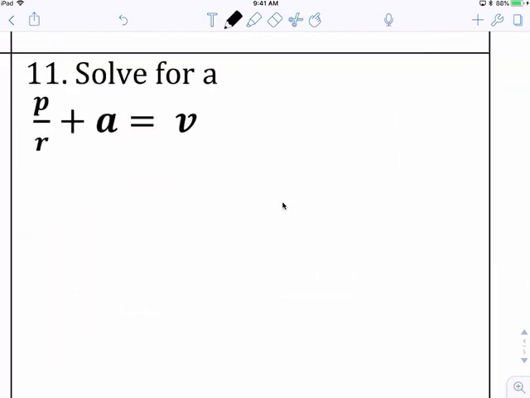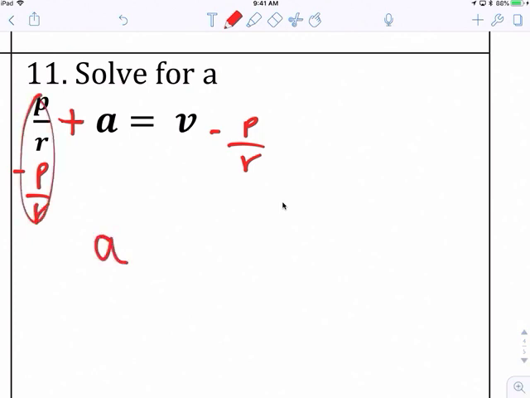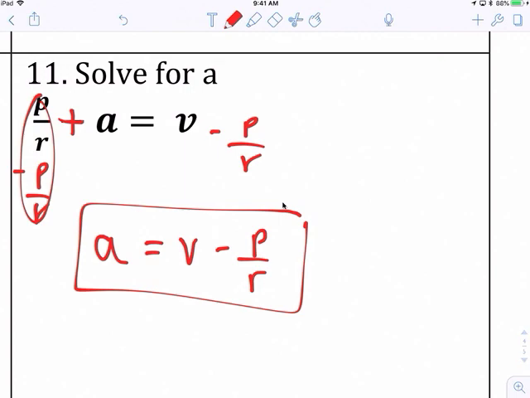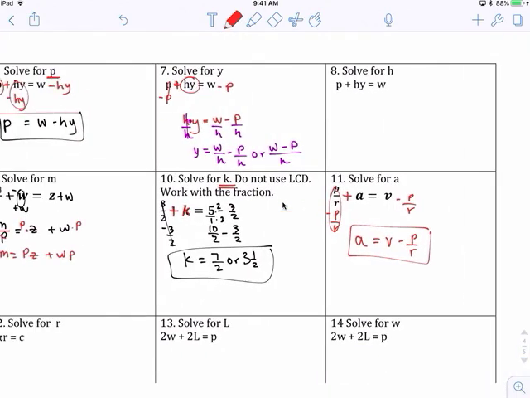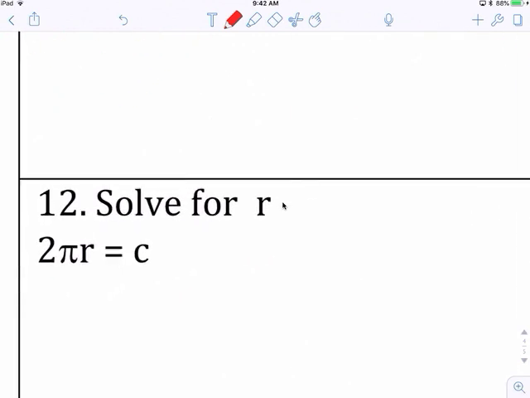Solve for A. It's a lot easier with letters, okay? You want A, so make the other one equal to 0: minus P over R, minus P over R. There's no letter for us to solve, no number. So you just put A equals V minus P over R. And you can stop here because there's no number for P, R, or V. And like this one, okay, solve for R here.